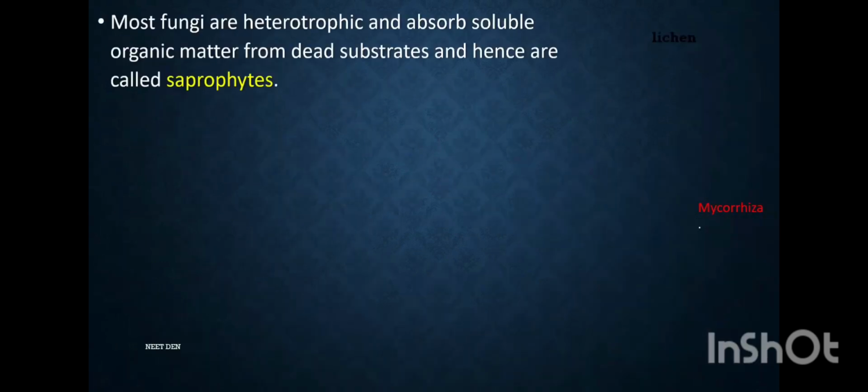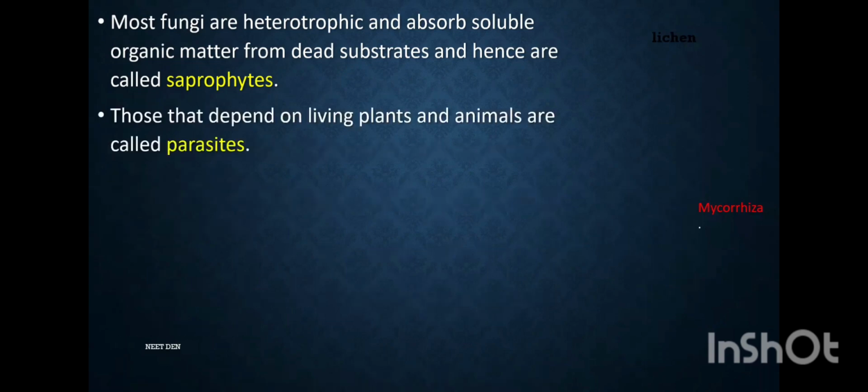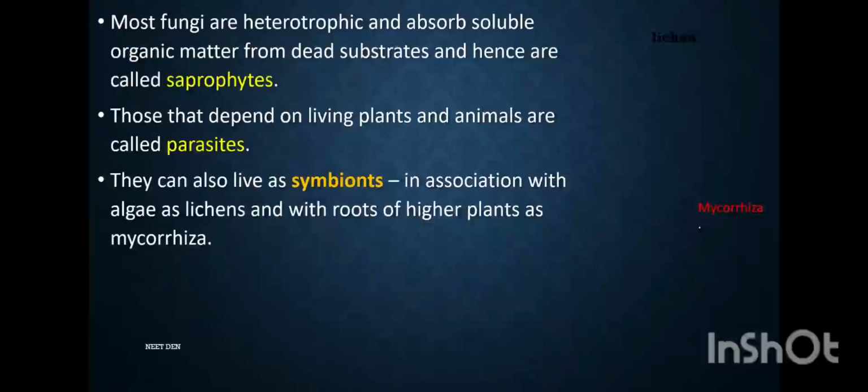Now, let us see what is the mode of nutrition of these fungi. The fungi may be saprophytes, that means they may be feeding on organic matter from dead substrate, or they may be parasites, feeding on living plants and animals, or they may be symbionts. Now, what is the meaning of symbiosis? Symbiosis means living together with mutual benefit, which is also called mutualism. So when they live with other organisms, those organisms are also benefited, and the fungi are also benefited.